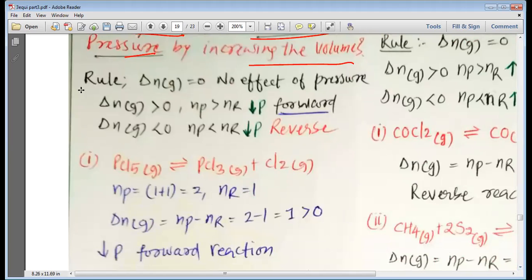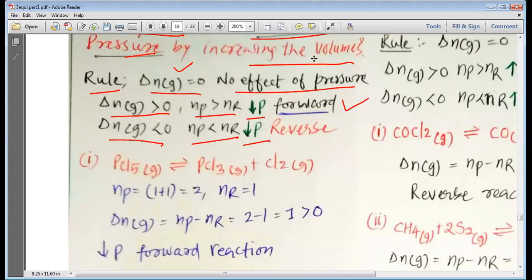So what is the rule? Let us first look at it. When delta N gas is equal to 0, there is no effect of pressure. If delta N gas is greater than 0, then we have Np greater than Nr, and thus when we decrease the pressure, the forward reaction takes place. When delta N gas is less than 0, we have Np less than Nr, and that is why a decrease in pressure will cause the reverse reaction to take place. So this is how we understand the effect for these particular cases.